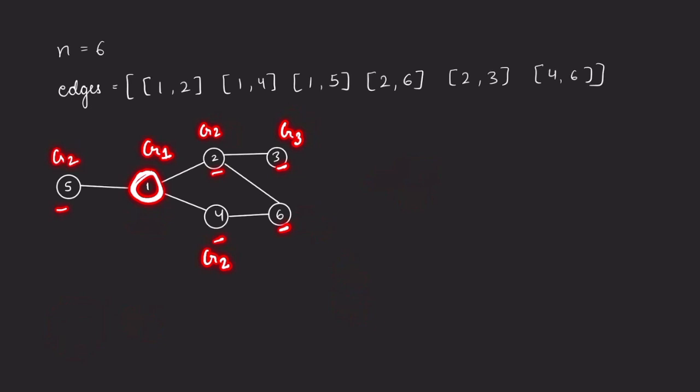2 and 4 are part of group 2. So it can either be in group 1 or group 3. So let us suppose we give it group 3. So now the total number of groups that we got from here is 3. Earlier when we started from node 5, it was 4. But from node 1, it is 3.